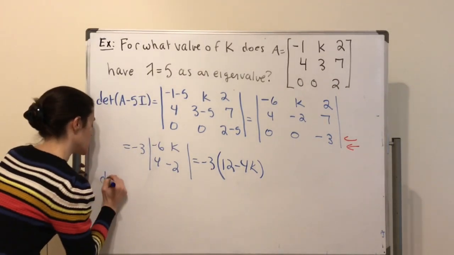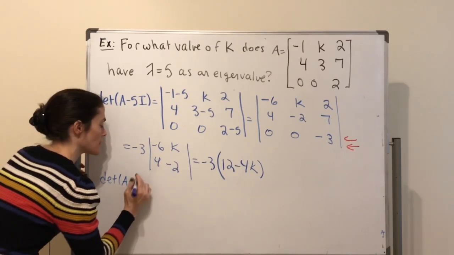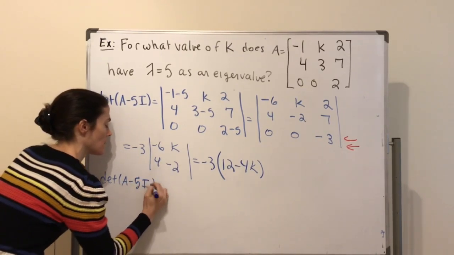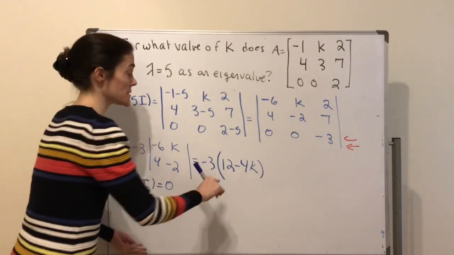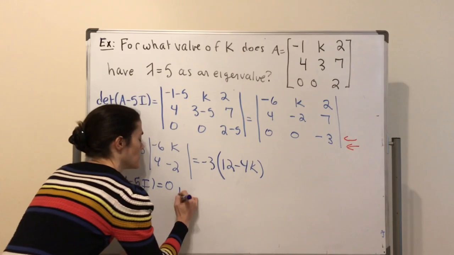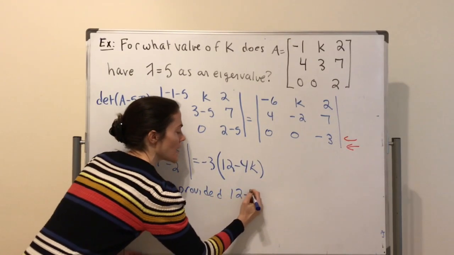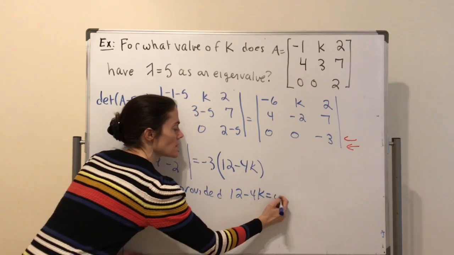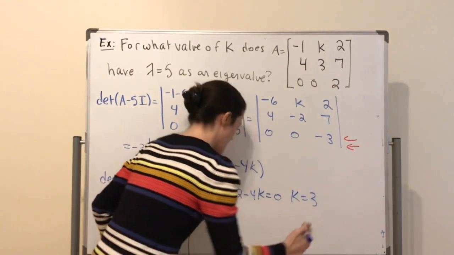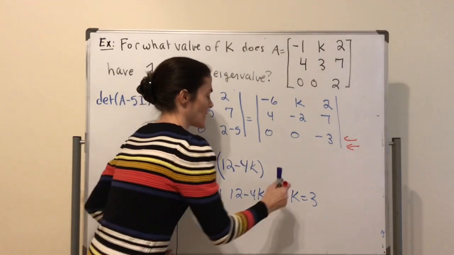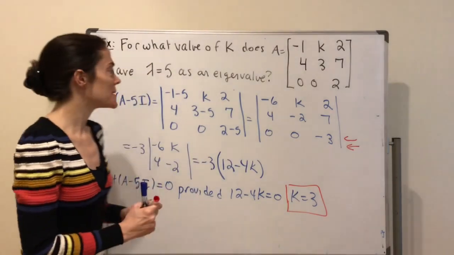So the determinant of A minus 5I equals 0. Well, minus 3 is never 0, so this part must be 0. 12 minus 4k is 0, so we see that k would need to be 3. Okay, so this is our answer to this problem.